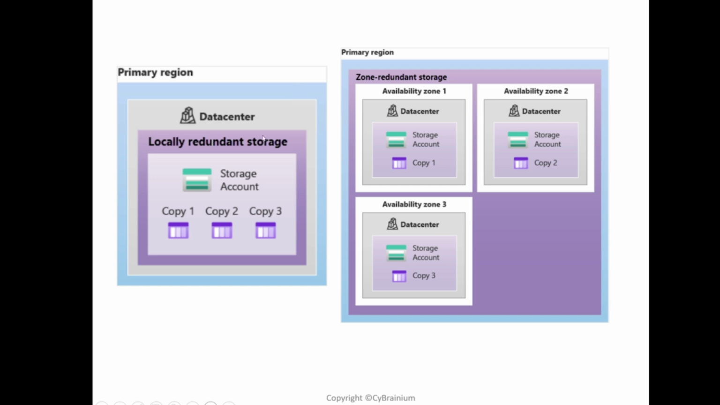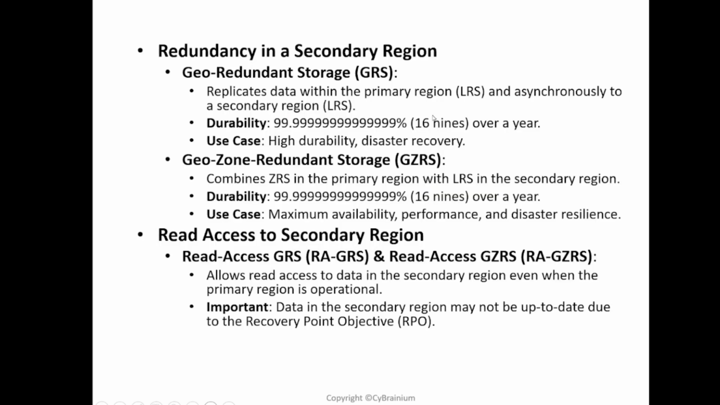Okay, this one you can see here. Locally redundant storage has three copies: 1, 2, 3. Zone redundant storage has three zones: zone 1, zone 2, and zone 3. In every zone, it has one copy: copy 1, copy 2, copy 3. So this is zone redundant storage.